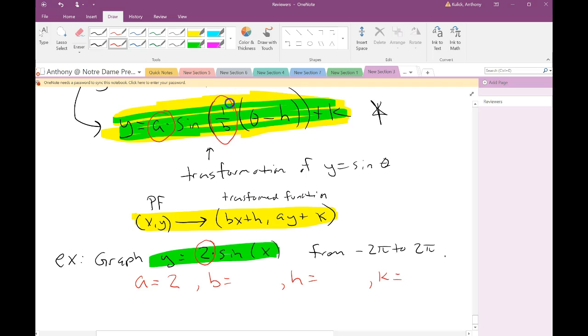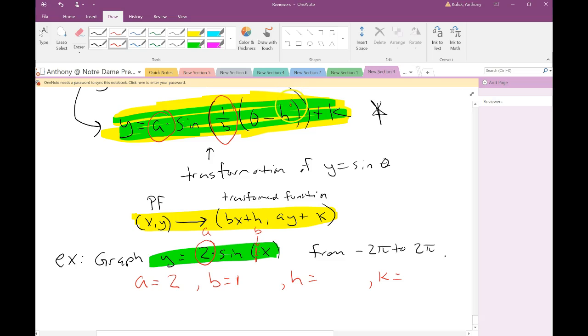The B value, well, that's the coefficient here, right? What is that number? 1. How did I know that was 1? Because if there's no coefficient written in front of a variable, I can just think of it as 1, or 1 over 1 in this case. Everybody's okay so far? Okay.